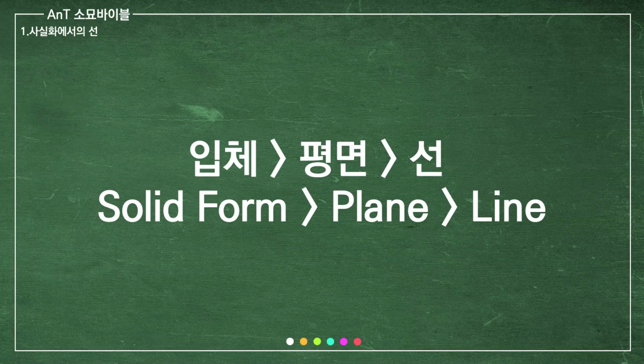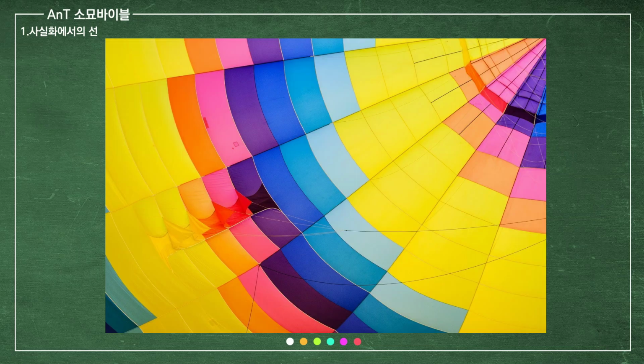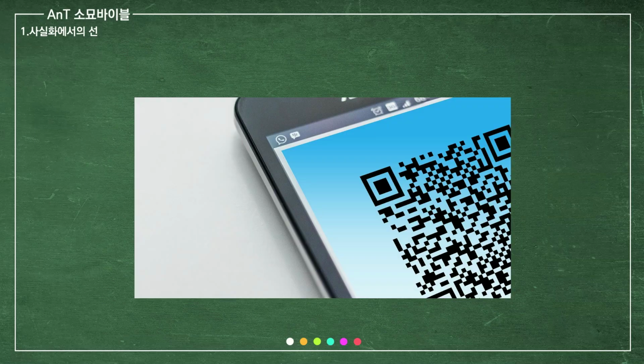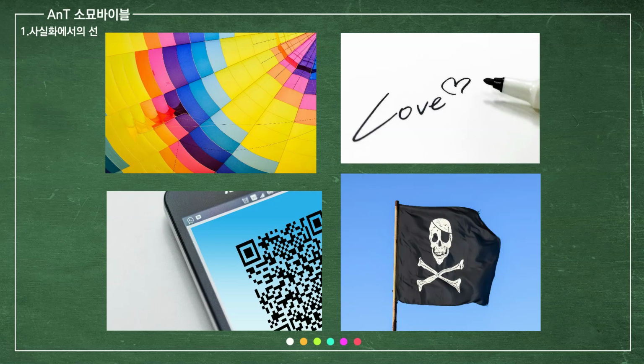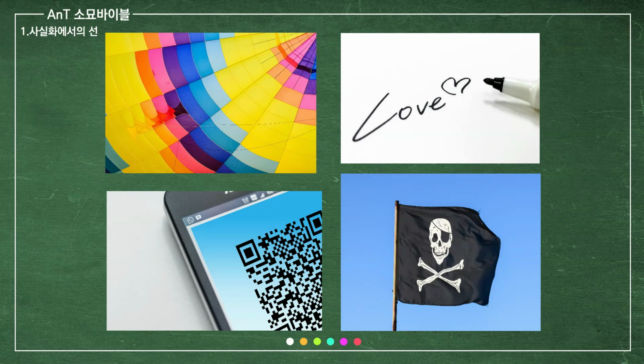So to summarize, within a solid form, planes exist, and lines exist as well. But when focusing on the core structure, lines occupy far less importance than planes. Color changes on flat surfaces, text, barcodes, logos. I'll collectively define these as patterns. So this is how lines function in reality.